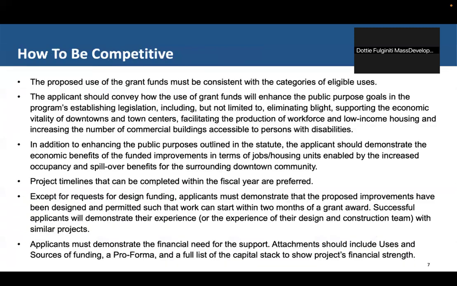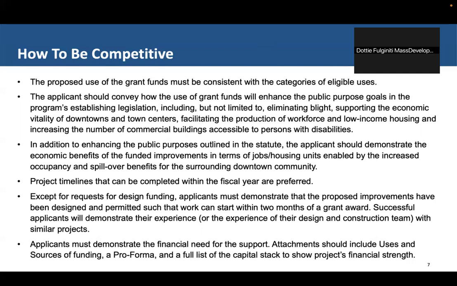The proposed use of grant funds must be consistent with the categories of eligible uses. The applicant should convey how the use of grant funds will enhance the public purpose goals of eliminating blight, supporting economic vitality of downtowns and town centers, facilitating the production of workforce and low-income housing, and increasing the number of commercial buildings accessible to persons with disabilities.